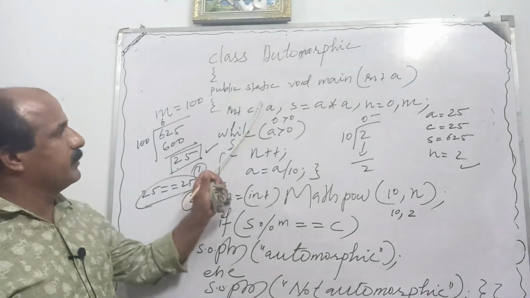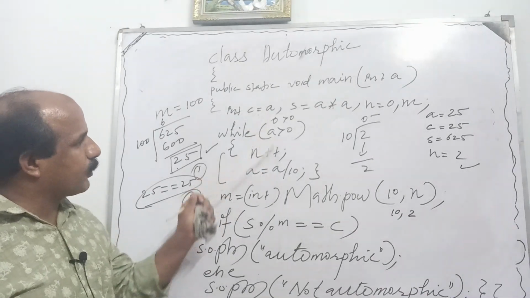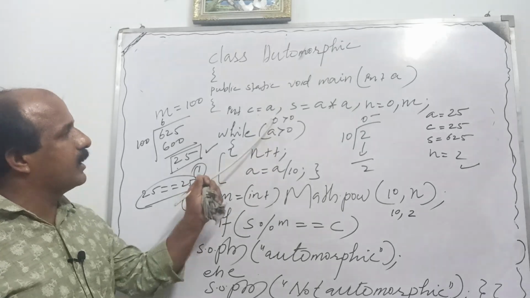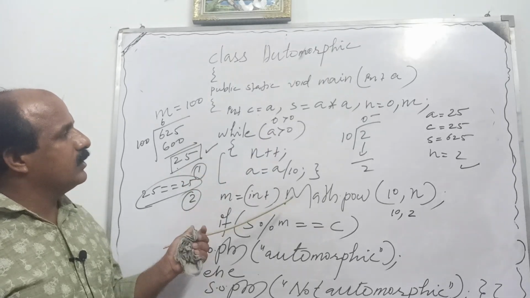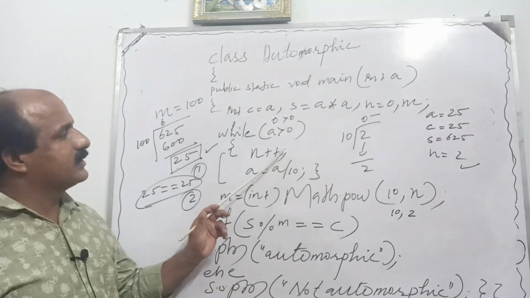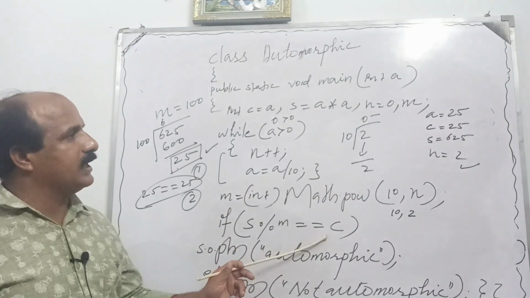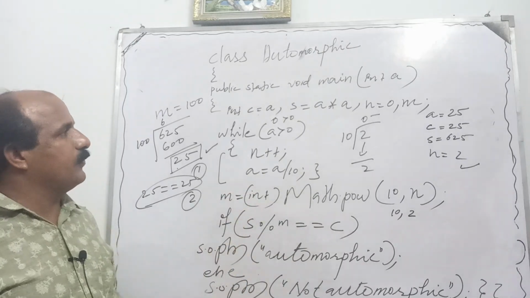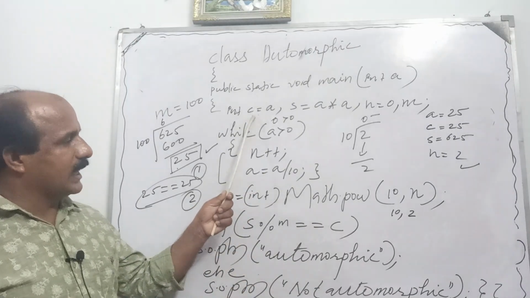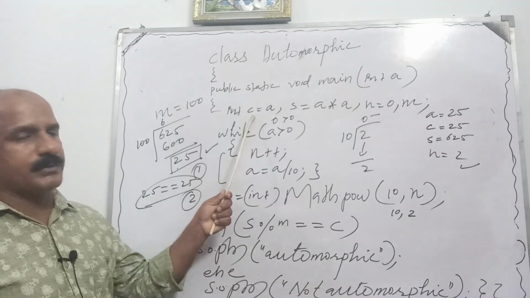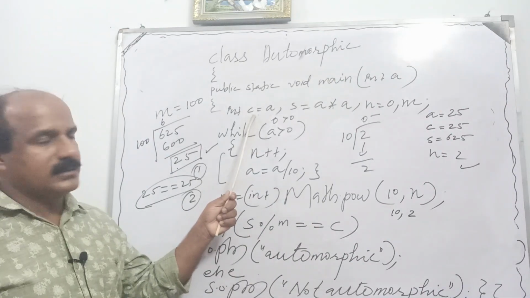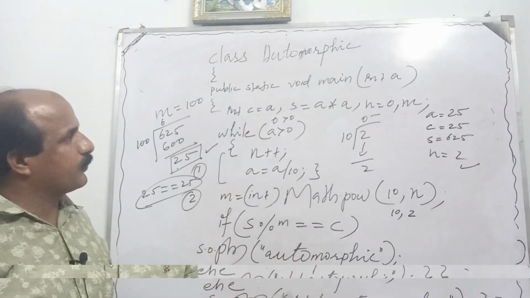Why is a copy made? Because see, in this process the entire A becomes 0. There is no copy of A available. A becomes 0 means how will we check it over here? That's why we have made a copy of A here, so that A can be retrieved afterwards. Is it clear? So this is the automorphic number.